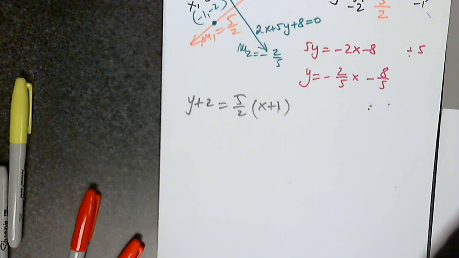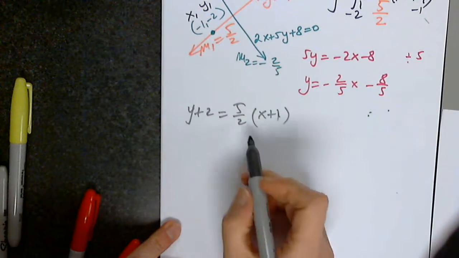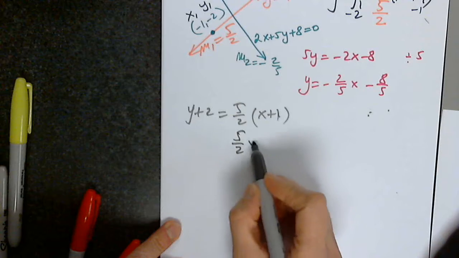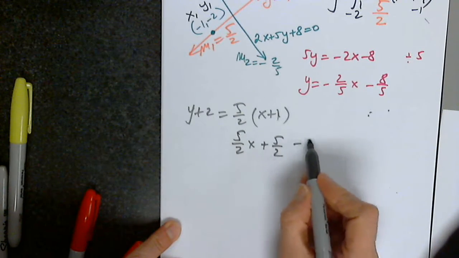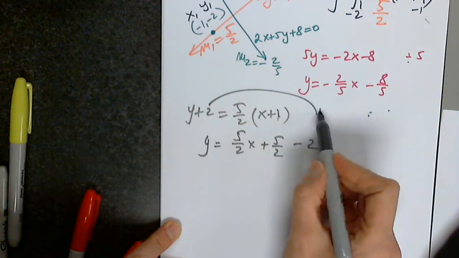Yes? I was going to say, can you go over how we get the y plus 2? Oh, I see. This minus. I have to finish it up by putting the slope in there. So I distribute now 5 halves x plus 5 halves, and I subtract 2. This has to go to the other side.